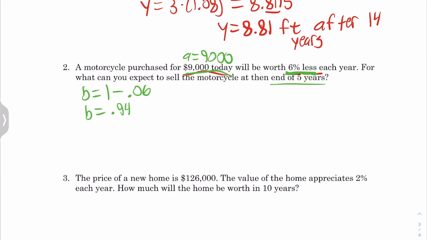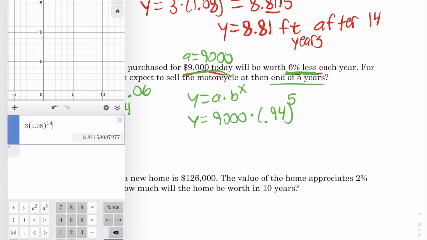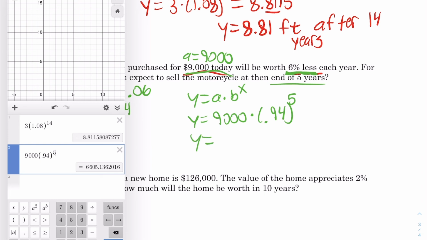And then we're going to check back after 5 years, so that means x equals 5. Let's use our formula, y equals a times b to the power of x, to get y equals 9,000 times 0.94 to the power of 5. Put it in our calculator. And we'll get that after 5 years, it'll be worth $6,605 and 14 cents.